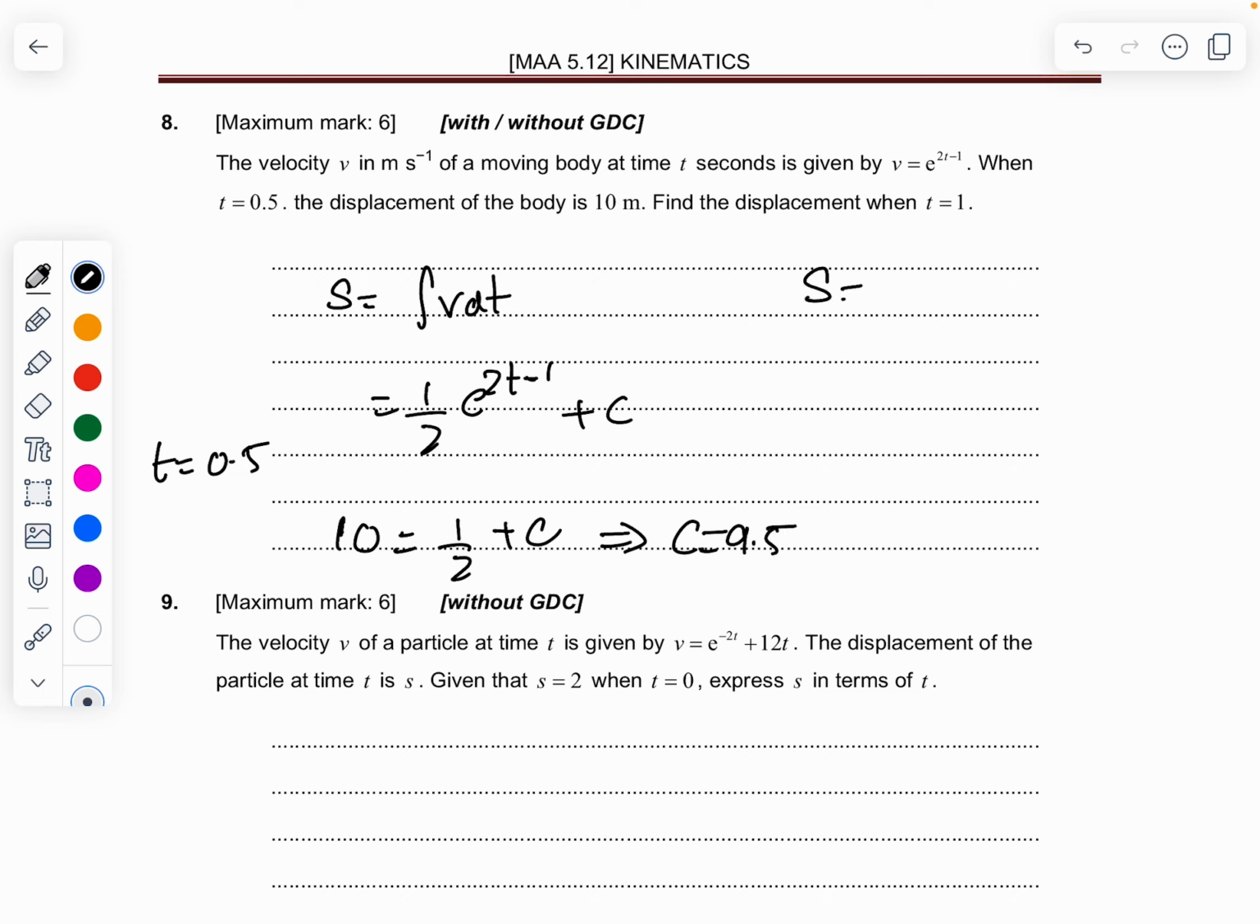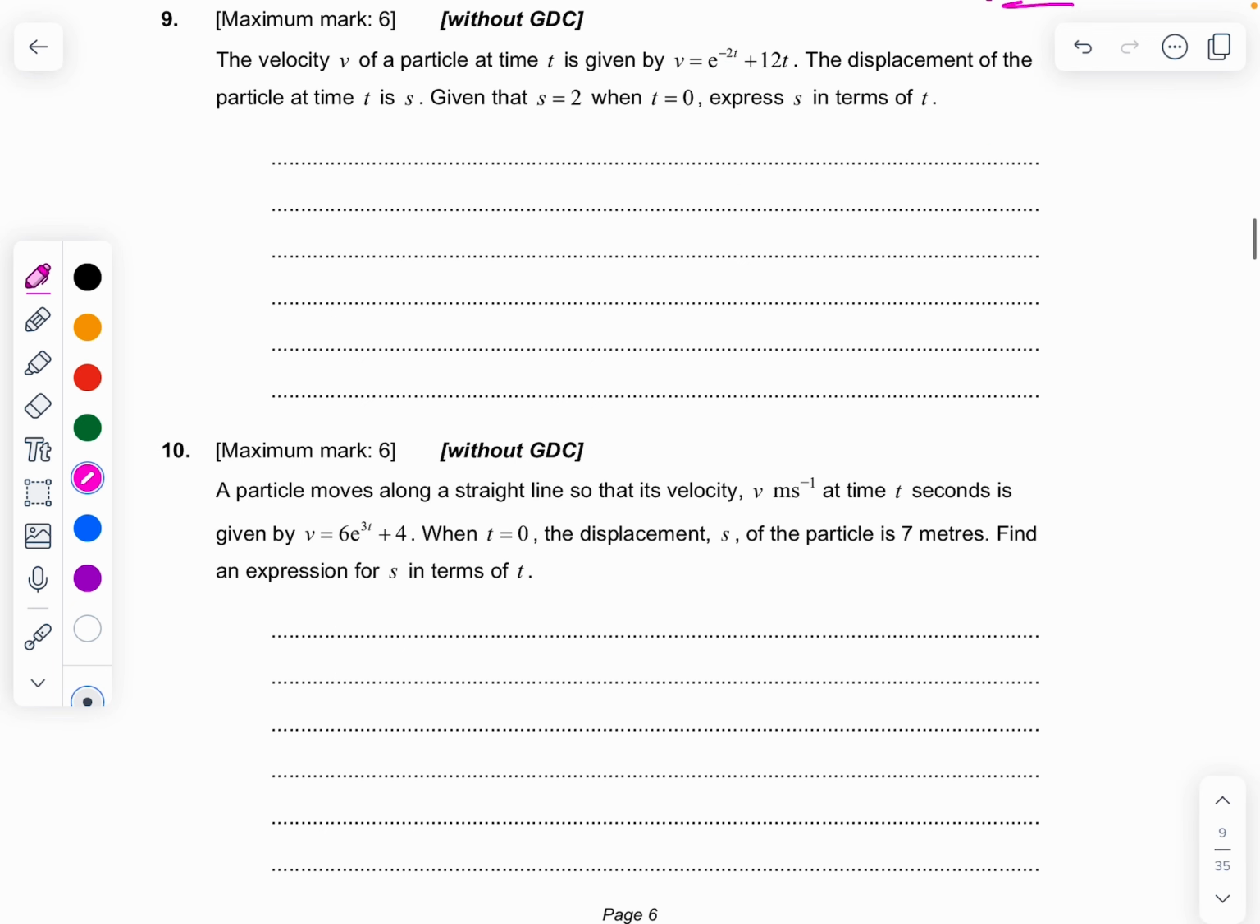So what is the formula for s? I'll get 1 upon 2 e power 2t minus 1 plus 9.5. Now plug in t equals 1. So s equals 1 upon 2e plus 9.5. You can leave it there, or you can write it as 10.9 in 3 significant figures.